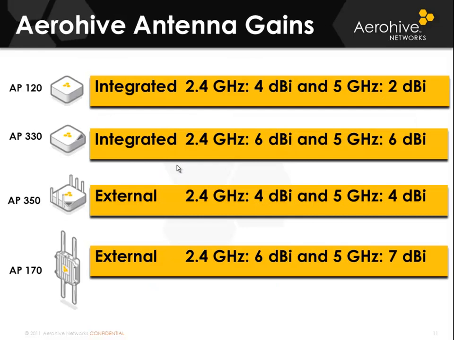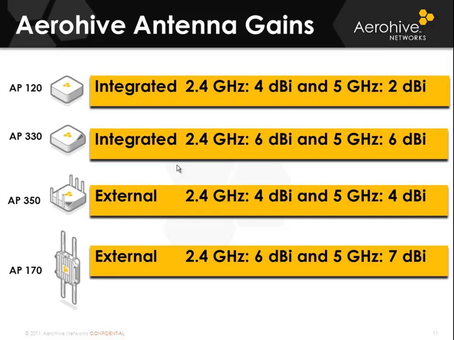Aerohive antenna gains based on antenna types used with the different models of access points. The AP120s use an integrated or internal antenna, and they broadcast in both the 2.4 and 5 GHz bands. In 2.4 GHz, we're using a 4 dBi gain antenna, and in 5 GHz, it's a 2 dBi gain antenna. The 330s, also an indoor model, using internal antennas, are broadcasting in both 2.4 and 5 GHz as well, and using a 6 dBi gain antenna for both frequency bands.